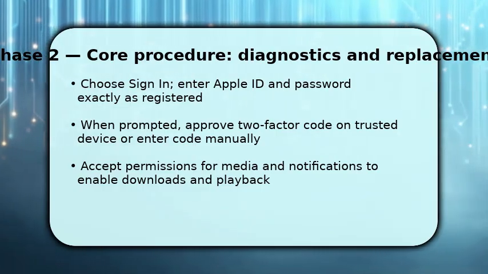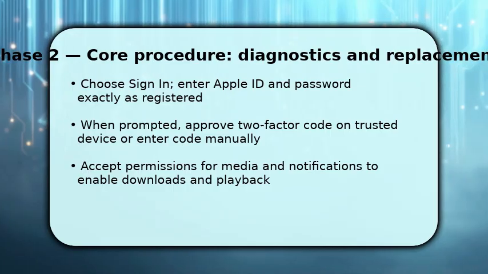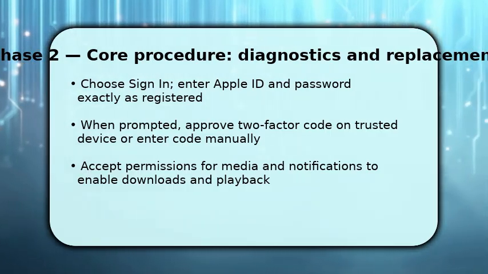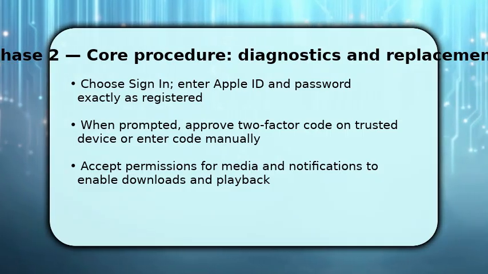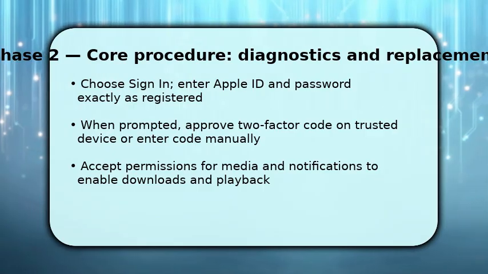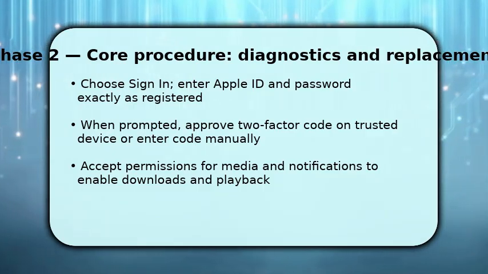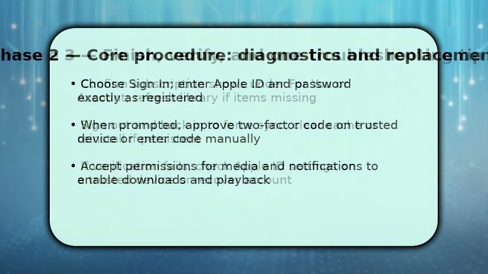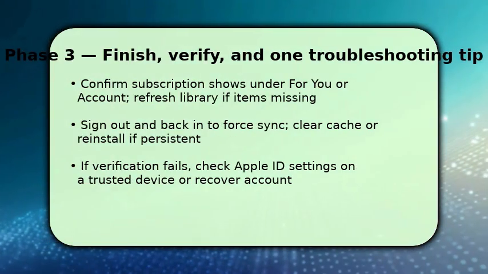Either tap Approve on a trusted Apple device or enter the numeric code sent to your phone. Make sure to grant the app permissions for media, storage, and notifications so downloads and playback function correctly. Once authenticated, the app syncs your library and recommendations. Complete setup by checking your subscription status under For You or Account. Make sure your playlists and liked songs appear.